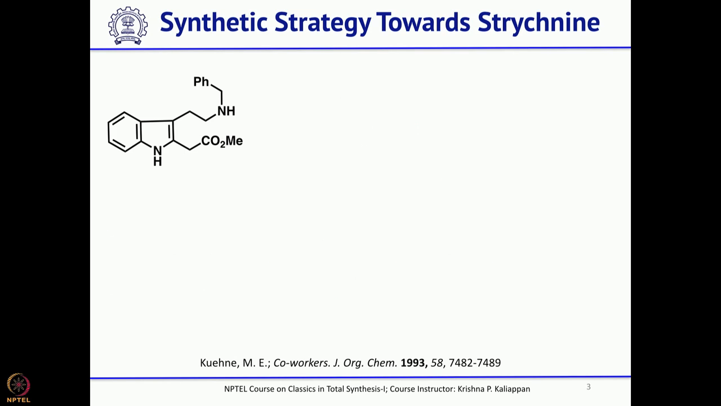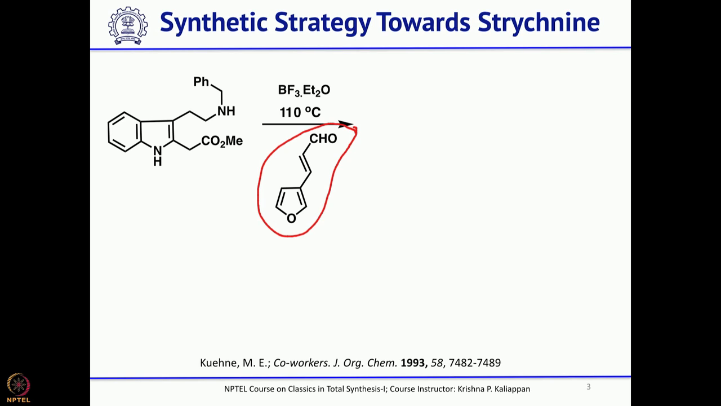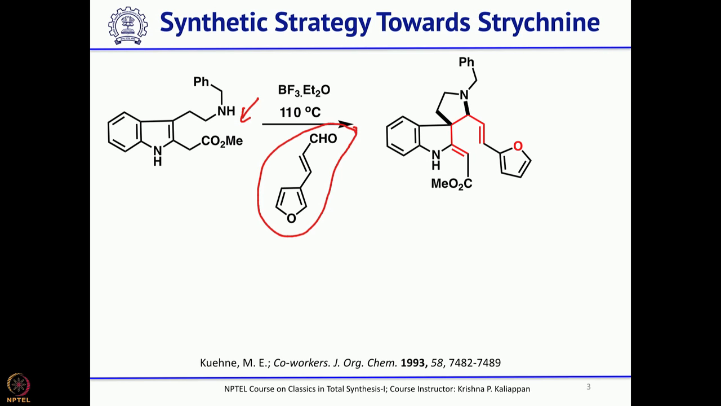Their synthetic strategy, as I said, depended on 3 reactions in one pot: a Mannich reaction followed by a Cope rearrangement followed by another Mannich reaction. They did a model study where they started with this alpha beta unsaturated aldehyde derived from furan 3-carbaldehyde. They treated this with the corresponding amino ester in the presence of Lewis acid at high temperature. The aldehyde forms an iminium ion with this amine and the Mannich reaction takes place. Once the Mannich reaction takes place, this is the intermediate you get, the first intermediate.